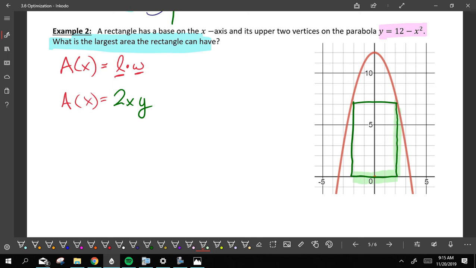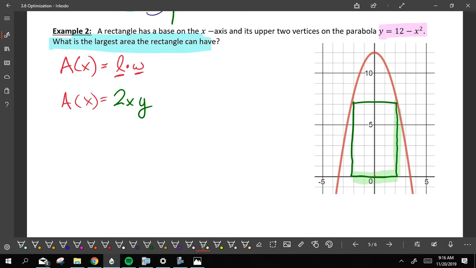I've got an area equation. This is what I'm trying to maximize. Unfortunately, right now it's got two letters. It's got x and y. So they better have given me some other information, that way I could write it just in terms of x or y. Is there anything else they told me that I can substitute in here so that way I could make this just in terms of x or y?